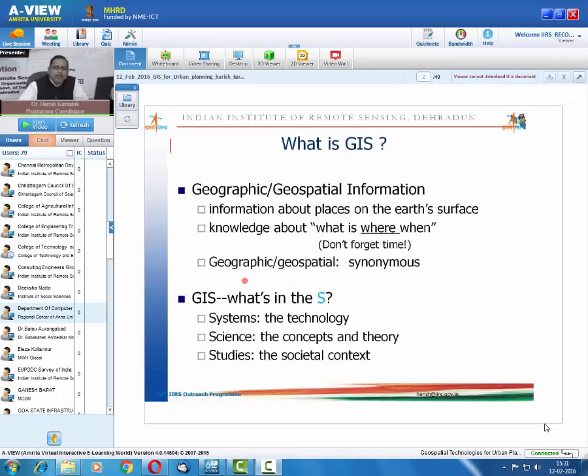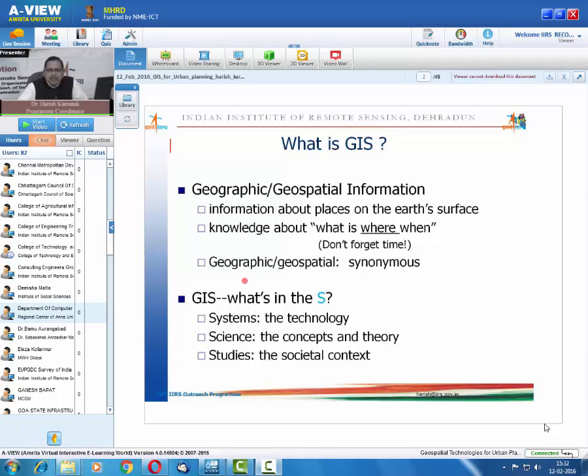GIS is also known as a geographical information system, or sometimes we call it geographical information science or geographical information studies. There are various names we use for GIS. In general, it is an information system about places on Earth's surface, so we talk about the geography and the location of a particular point or area of interest.